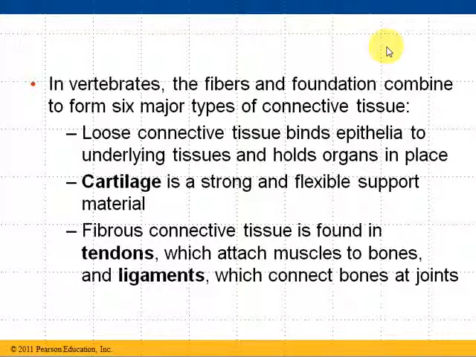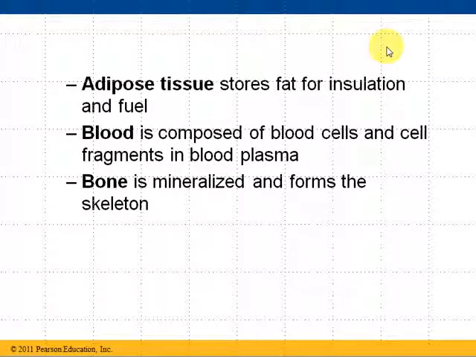We also have ligaments, which connect bones to bones. So if you look at a skeleton, even if you strip the muscle away, you're still going to have attachment material between bones. So at your knees and elbows and any place where 2 or 3 bones join together at a joint, you're going to have ligaments as well. You have what we call adipose tissue, which is fat material, stores fat for insulation and fuel.